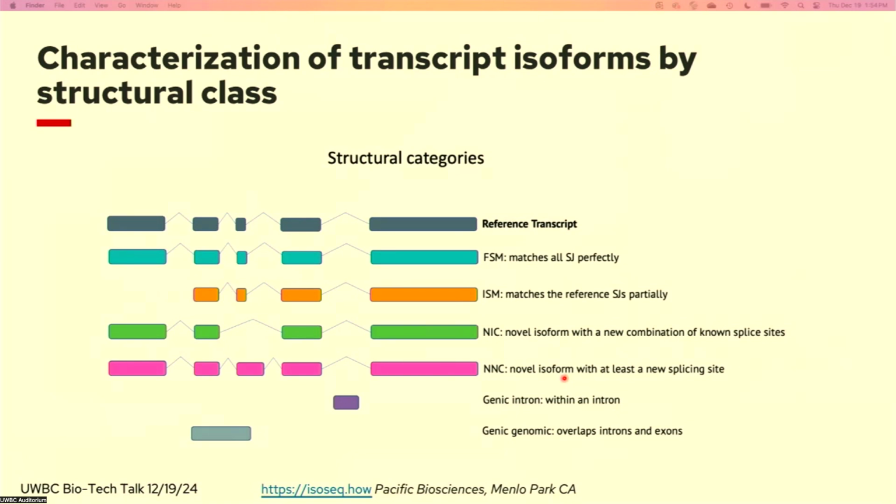The novel not in catalog includes at least one novel splice site. So for example, while this splice site might be known, this splice site is not known in the reference. So that would be a novel not in catalog. There are reads that might just be intronic, so that's considered an intron, or reads that encompass genes. Reads that encompass exon and intronic sequence are called genomic. These don't come up very often.